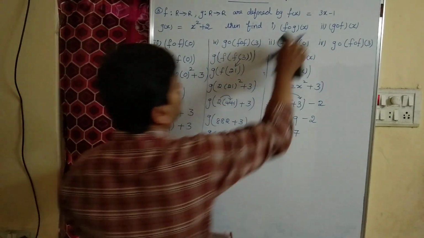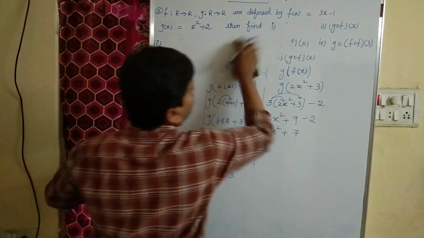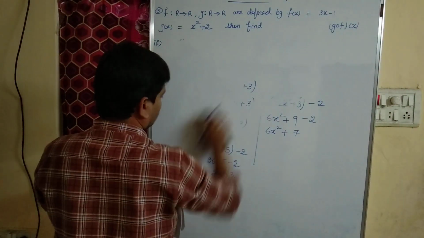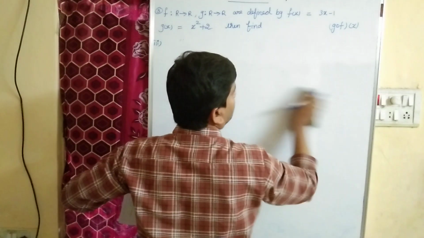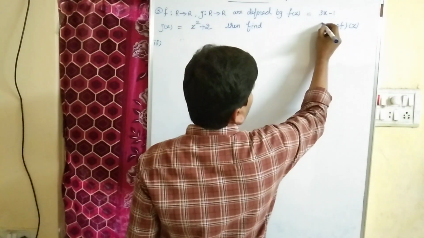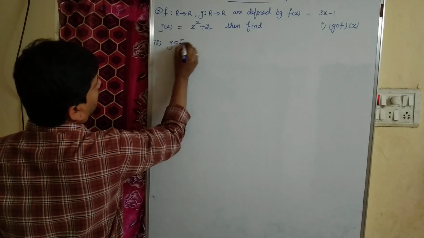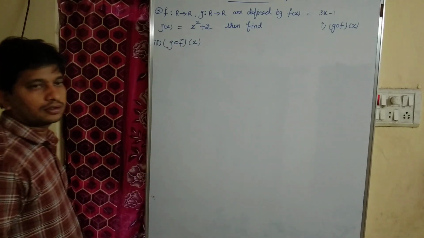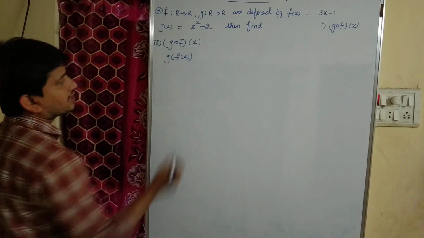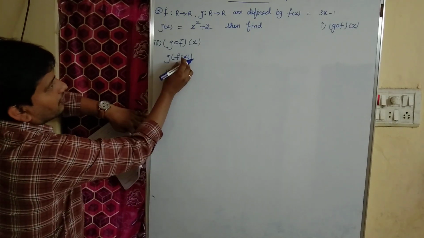Let us find the first question: g circle f of x. How can I write this? g of f of x. So children, g of what is f of x?